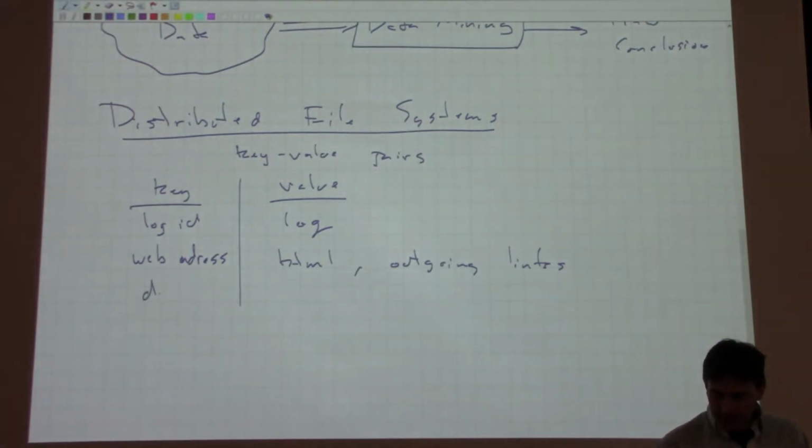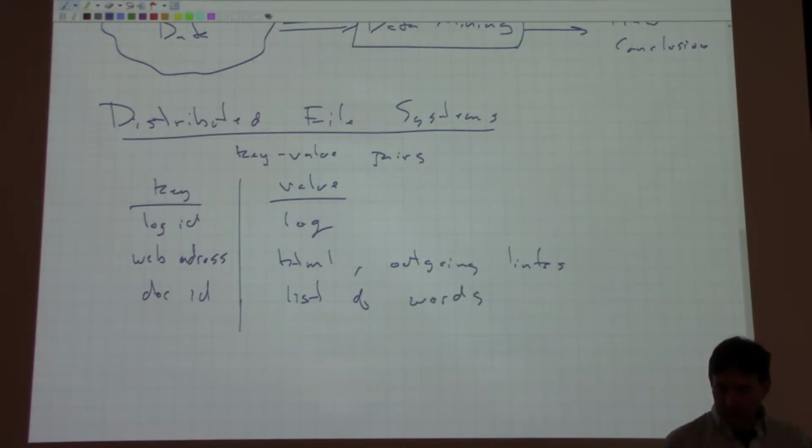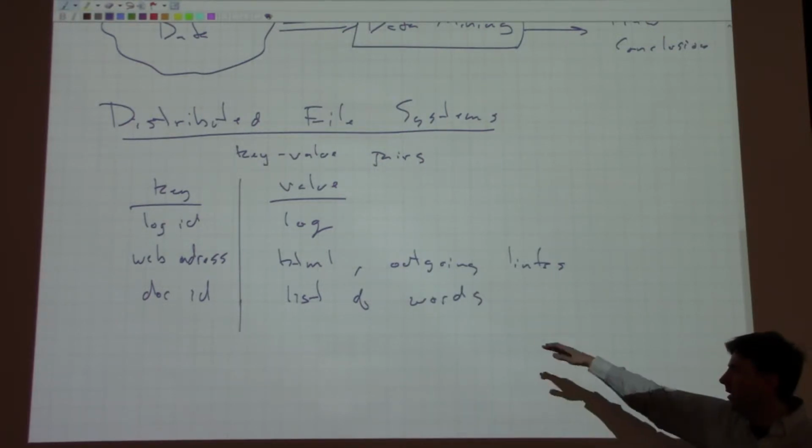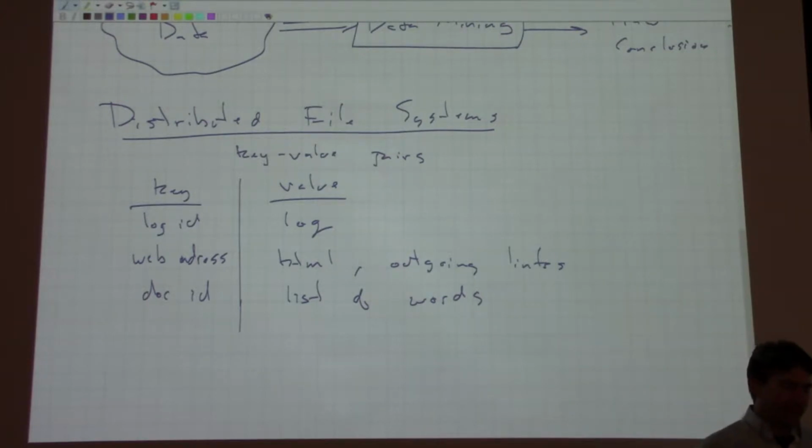Or if you have a document ID, say you have a corpus of documents, these collections of news articles, for instance, you may have come across, then the value might be just a list of words inside there. Maybe you're using the bag of words model, maybe it's just the text in the documents, right?